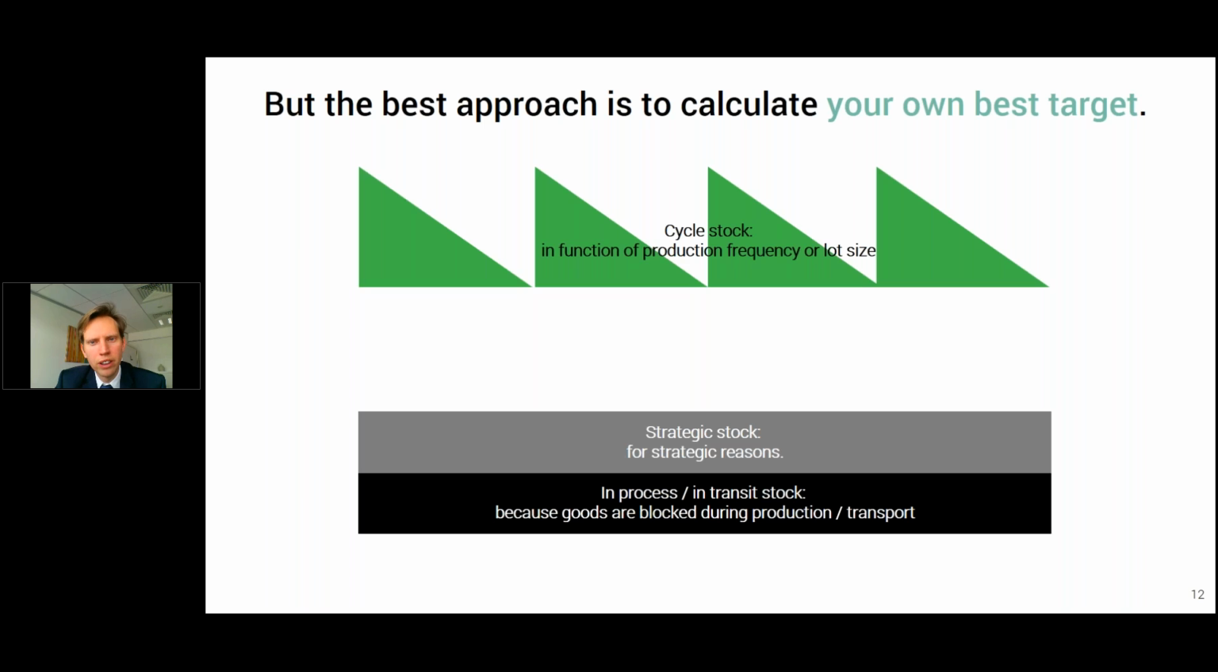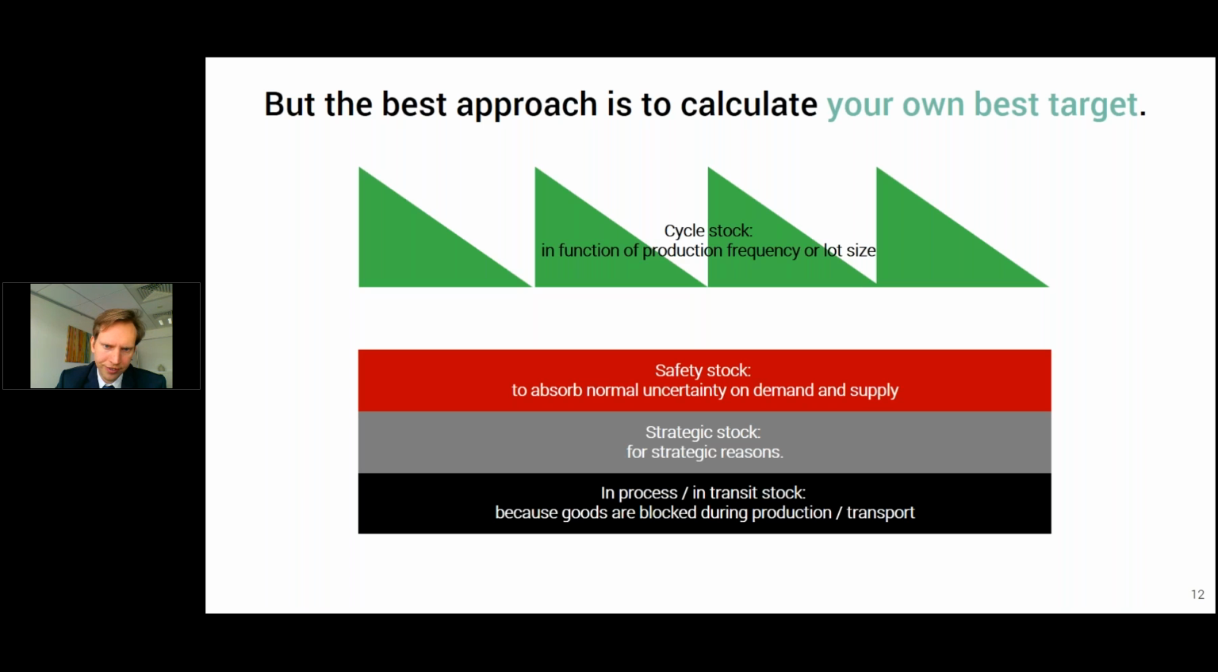Cycle stocks can be a very important part of the inventory. And then we come to safety stock. I think safety stock is a very well-known part of the inventory. In some cases, it's an important part. In other cases, it can be limited.